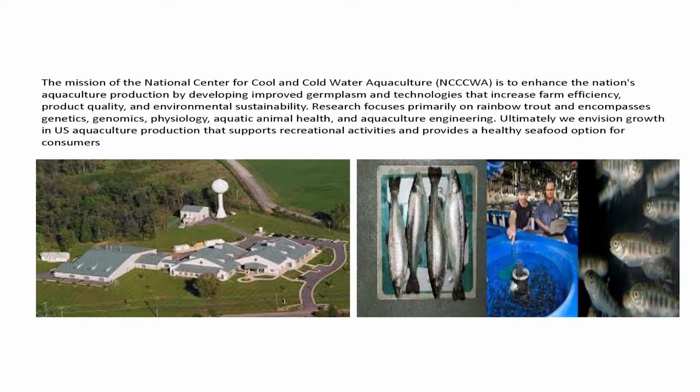To give you some background information about why we want to make a rainbow trout genome assembly, I want to show you first the mission of the National Center for Cool and Cold Water Aquaculture. You can see from this text, the majority of our research projects relate to rainbow trout. So it's very important that we have a rainbow trout genome assembly of good quality. That's why we want to do this project.